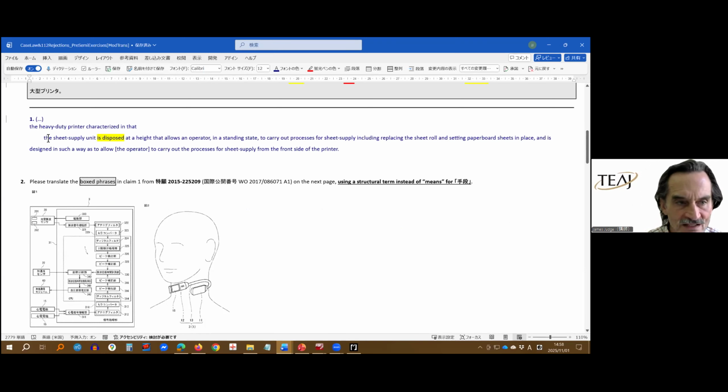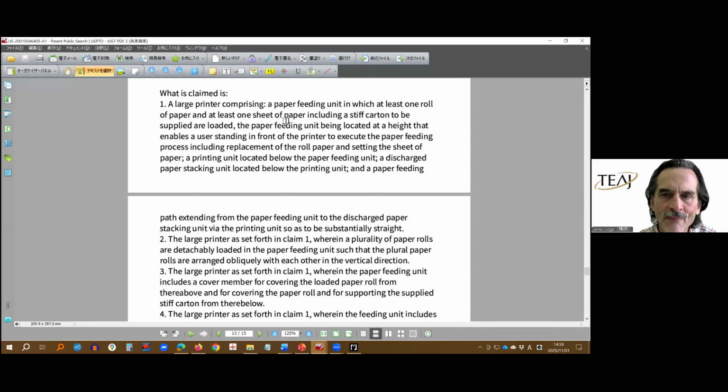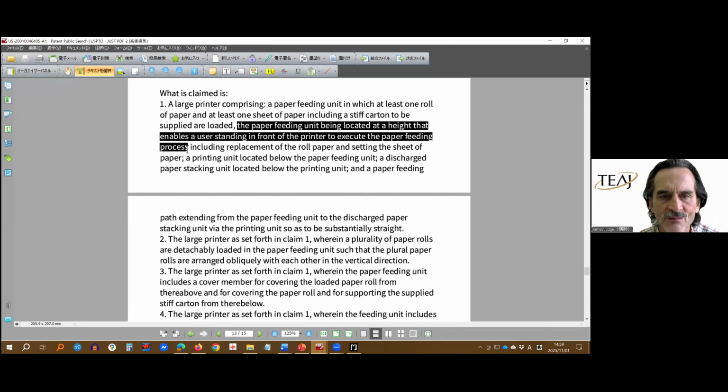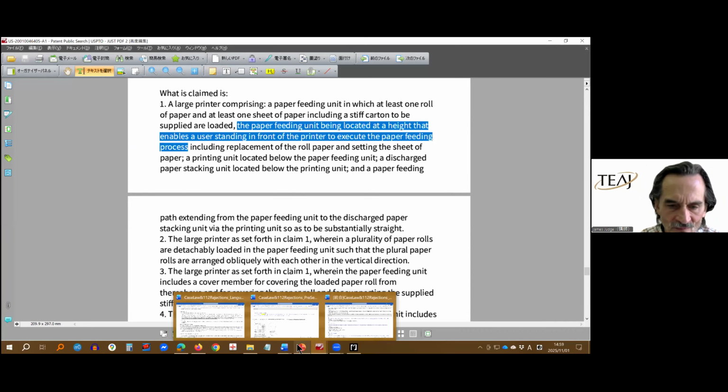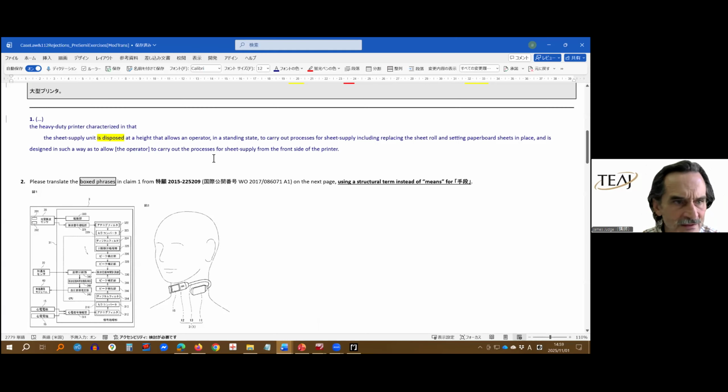The only other thing I would say is what I did, the sheet supply unit and everyone else did, is disposed at a height that allows an operator. I think this still looks relative, but is it better than what was filed? Here we have the paper feeding unit. This is the original English, being located at a height that enables a user to execute the paper feeding process. Is that any different? Let's see. From what our literal translation is, I'll just stick that in here and see.